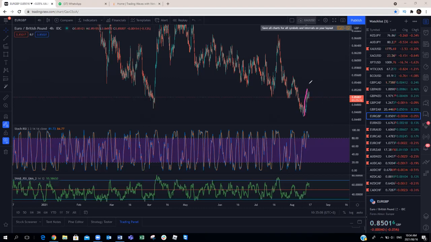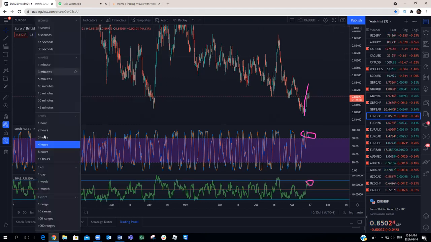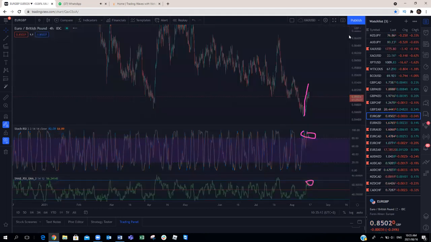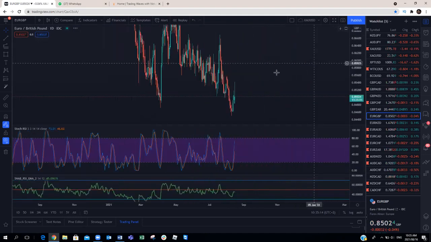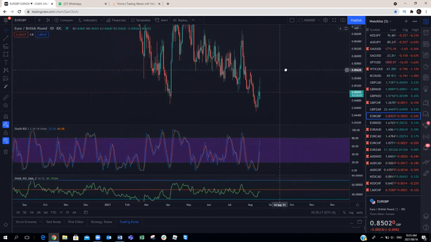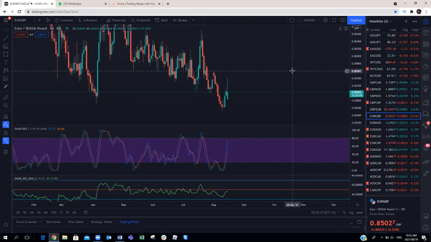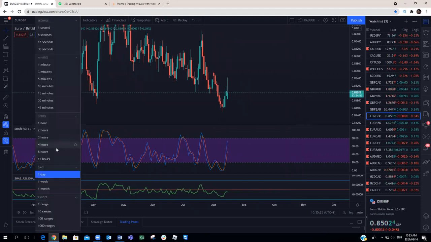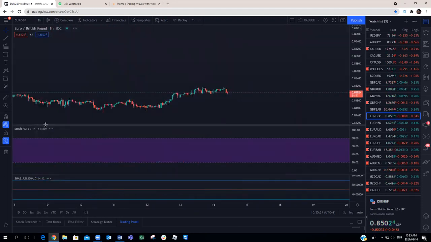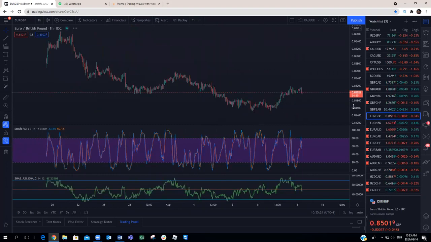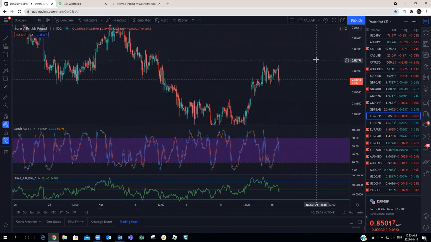So let's see. This impulse is here. We are here. Let's look at the daily chart. Right, so daily. Very interesting candle here on the daily. I don't see that structure on the daily. Let's look at the 1 hour here. That daily candle does not look correct.